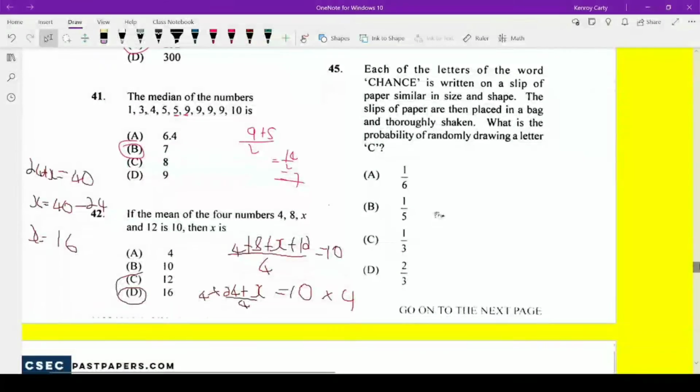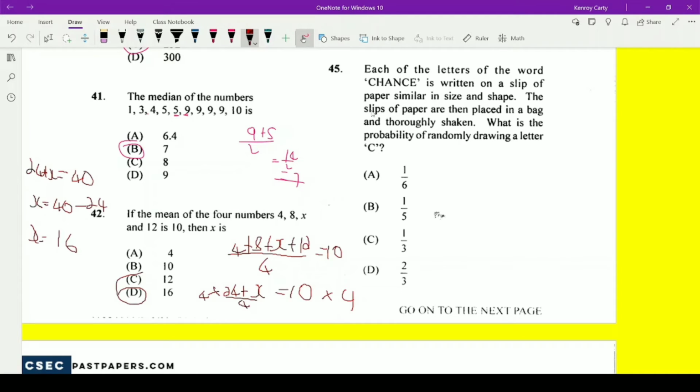It says, each of the letters of the word chance, C-H-A-N-C-E, is written on a slip of paper, similar in size and shape. And of course, that is to avoid bias. So if you choose a random paper, you're not going to be biased towards a particular one. The slips of paper are placed in a bag and thoroughly shaken. What is the probability of randomly selecting a C?